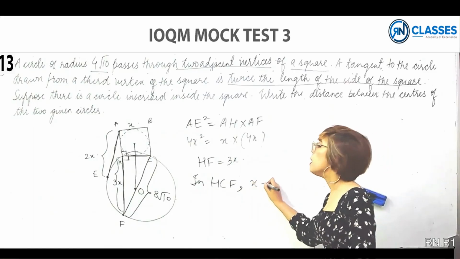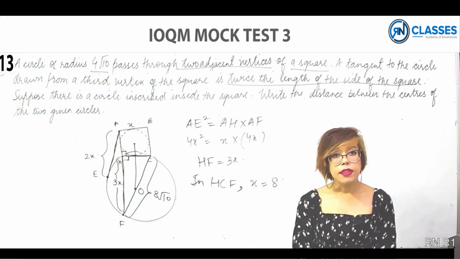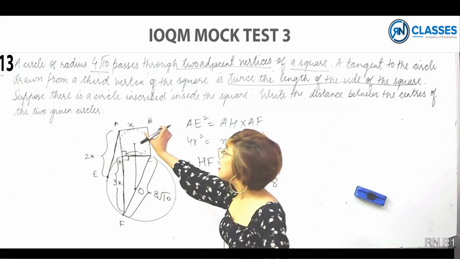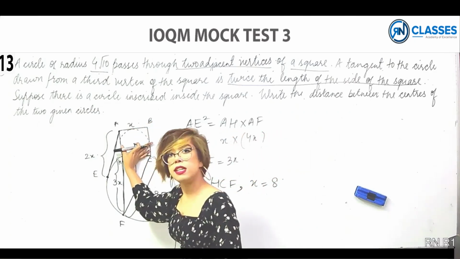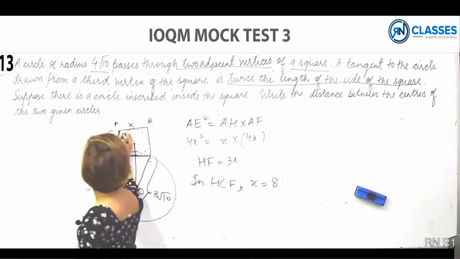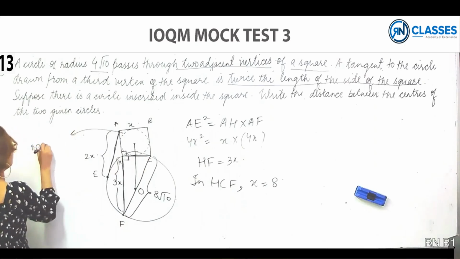And x turns out to be 8. Right? Now, if x is 8, that means this diameter is 8. That means radius of the circle is nothing but 4.